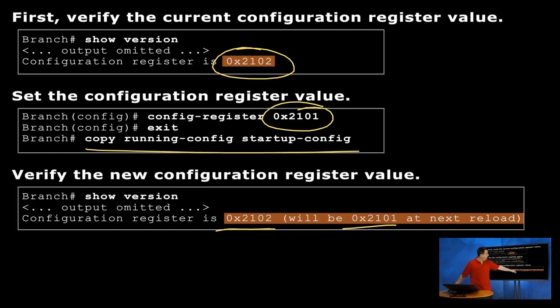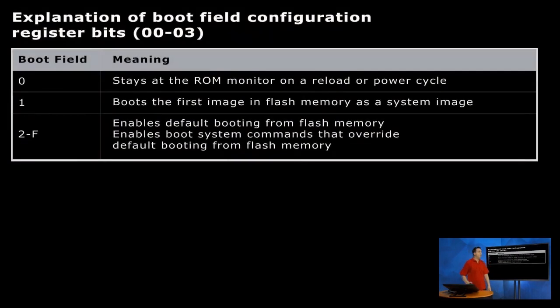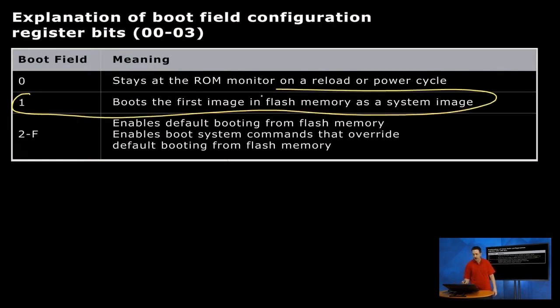Do you remember what 1 in the boot field represents? Well, let's go back and take a look at that. If it's 1 in the boot field, what does that represent? It says boot the first image in flash memory. All right, so parse flash, look through it. The very first operating system image you find, go ahead and load it. So that's what 2101 would do for us.